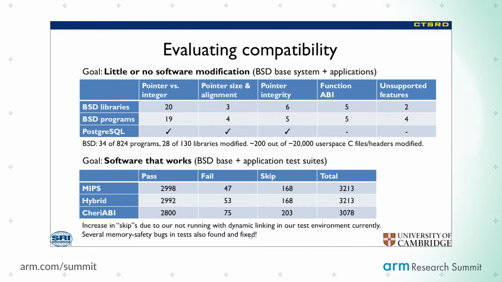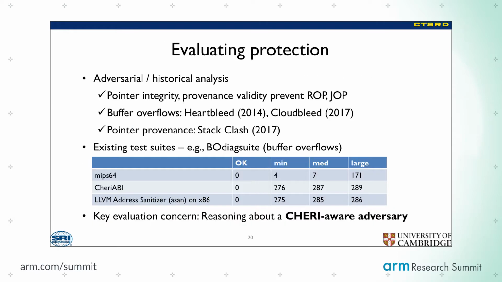We also want to know that software works when you're done. So we run the BSD test suite and application test suites, such as the Postgres test suite. These generally work out pretty well. There are some areas where we fail. In fact, we found that the MIPS test suite in some places runs slightly better on CheriABI. It turns out MIPS is not enormously well tested with the FreeBSD test suite. Right now, we're not running our test suite with dynamic linking, and this explains a number of the failures, but we do run into other problems. We've also found several bugs in the test suite due to buffer overflows and corrupted pointers and so on.